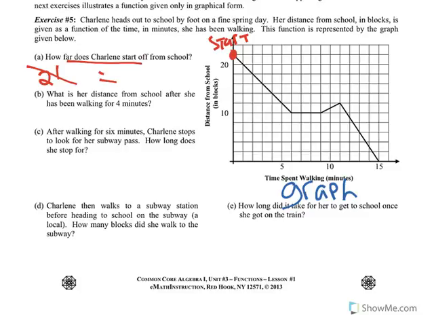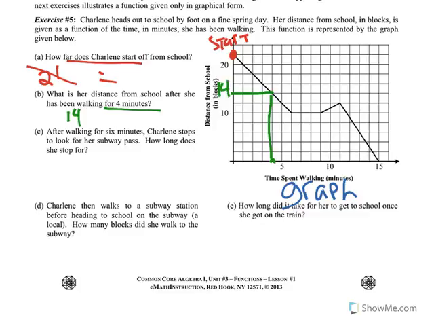Time is going to move along here for Charlene. After 4 minutes, well, here's 4 minutes, I can go up, see that it's right there, and read it over here, and I'm going to say that's 14. So what's her distance after 4 minutes? Well, she's got 14 blocks to go. How long did it take her to get to school once she got off the train?